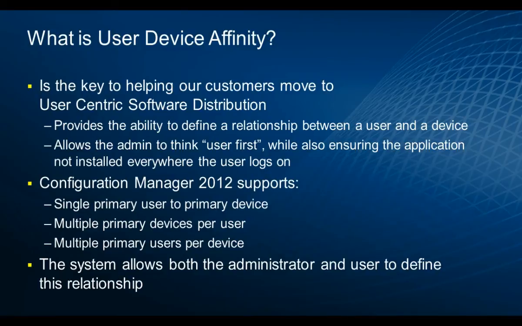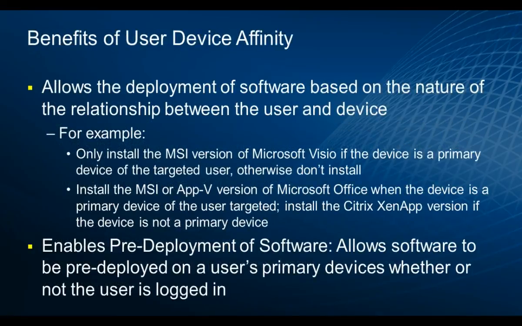Configuration Manager 2012 supports a couple of different ways UDA can be used. Single primary user to primary device, multiple primary devices per user, or multiple primary users per device. And when you think about it, the first one is Melissa uses her primary laptop. Melissa uses a couple of main machines, corporate desktop, corporate laptop, mobile device, and then multiple users per device. So think about a call center, 2 or 3 shifts in the day using the same computer in one location. So user device affinity, in summary, allows the system to define a relationship between a user and their hardware and the software they're going to receive on those different experiences. So what are the benefits of user device affinity?